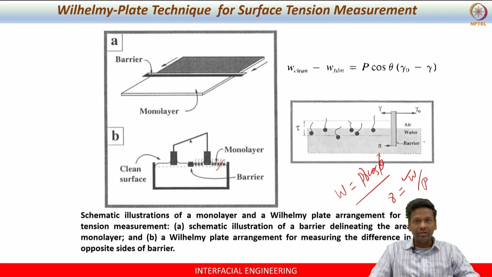So the W will be changing as the barrier is pushed towards each other, as the area is changing, right? In that way you can actually get the surface pressure versus the area per molecule isotherm. So this is why it is called the area per molecule isotherm, okay, right.